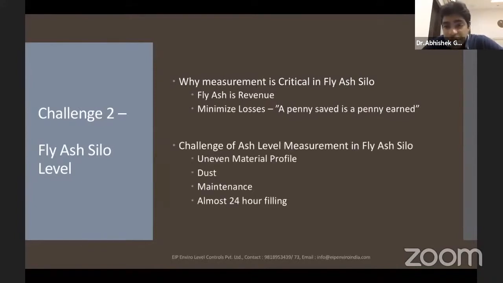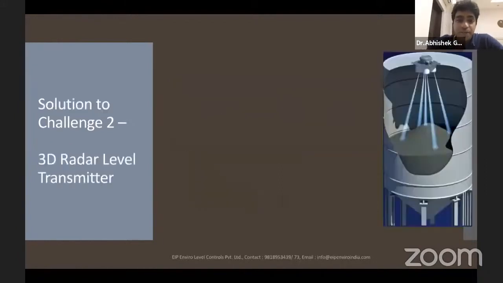Now, again, the fly ash measurement, as for any bulk solid, is critical because fly ash always is accumulated in an uneven way. There is a lot of dust inside a fly ash silo, and there are multiple maintenance issues. And added to that, fly ash silos are almost 24 hours running. There is filling or emptying, something or the other process always going on. So you cannot miss having a reading of inventory, and you cannot miss a shutdown being caused due to a level transmitter in a fly ash silo.